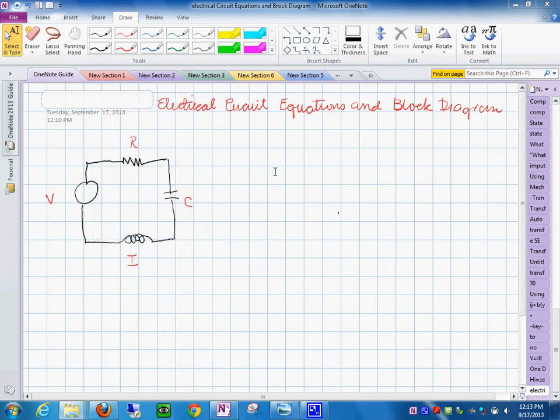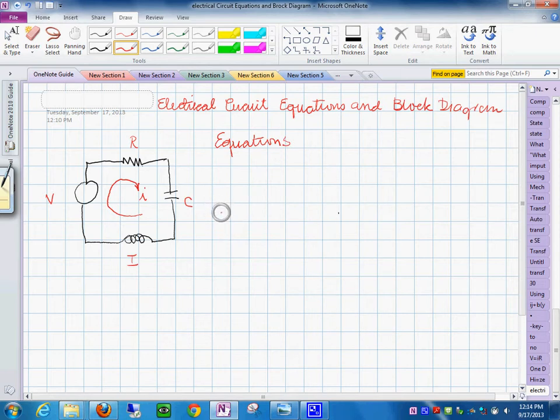Let's deal with this electrical circuit that you see on the screen, and let's obtain the equations and the block diagram of this circuit. So the first thing we gotta do here is to establish the equations of motion. To do that, let's identify the current that circulates on the circuit like that. First step, let's call it the equations of motion or differential equations.